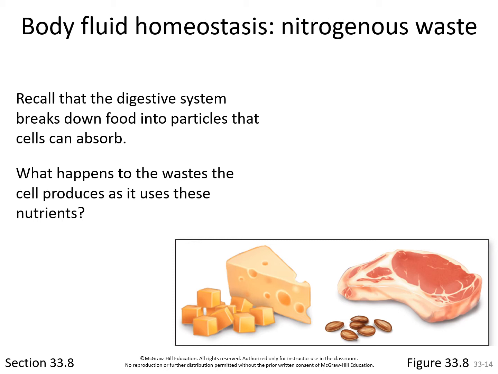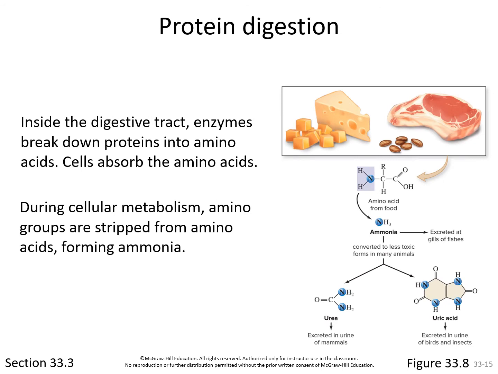Okay, so the digestive system breaks food down into particles that cells can absorb. We've seen that. But what happens to the waste that the cells produce? Well, one of the problems that you can get with eating a lot of protein is that the cell will actually produce what are called nitrogenous wastes. And so enzymes break proteins into amino acids, and as those amino acids are processed by the cells, the cell can strip off, if you look at the very top diagram, what's called an NH3 group. And NH3 is basically ammonia. Now, fish get rid of ammonia just by excreting it directly out into the water through the gills. So just bang, straight out right there.